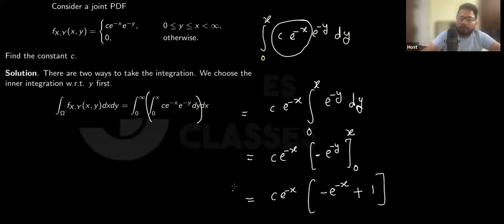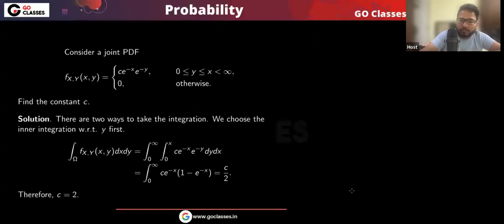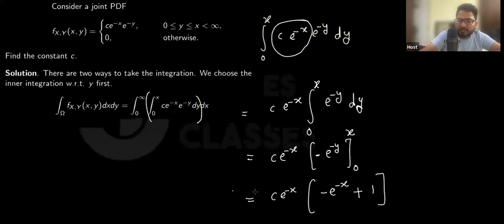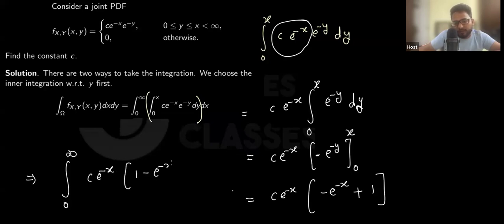So basically you are getting 1 minus e power minus x, and c into e power minus x is already there. Now you need to integrate this whole thing from 0 to infinity, which is c into e power minus x into 1 minus e power minus x. Let me know if this is making sense to you.